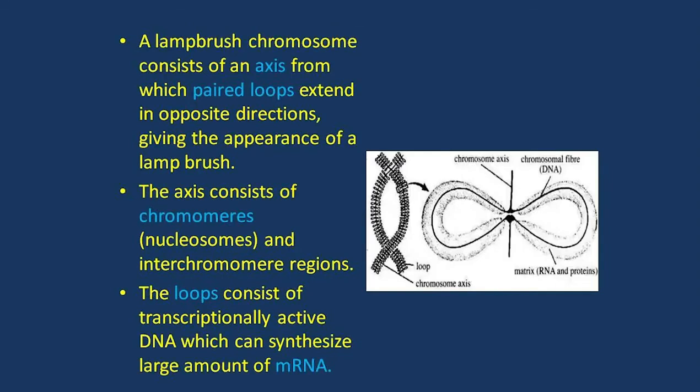A lamp brush chromosome has an axis from which paired loops extend in opposite directions, giving the appearance of a lamp brush. The axis consists of bead-like structures called chromomeres, which are actually nucleosomes, and interchromomere regions. The loops consist of uncoiled DNA where active mRNA synthesis occurs.